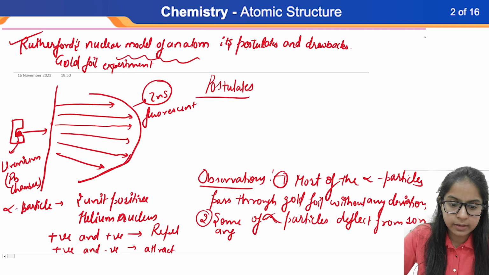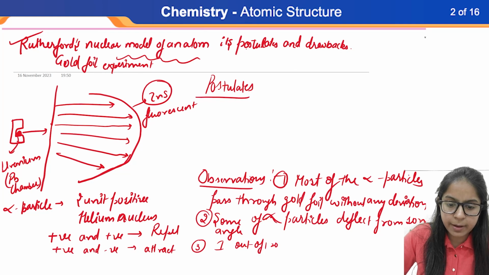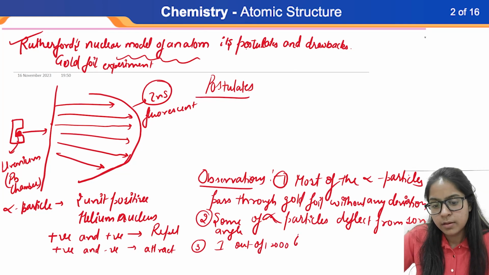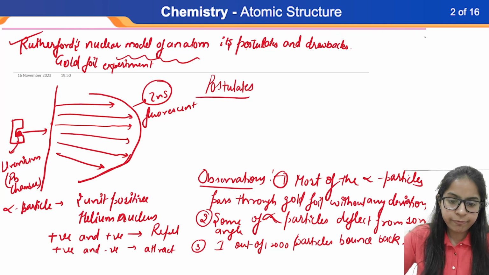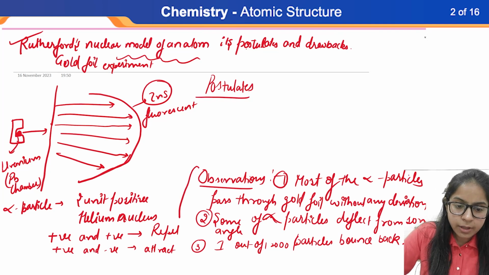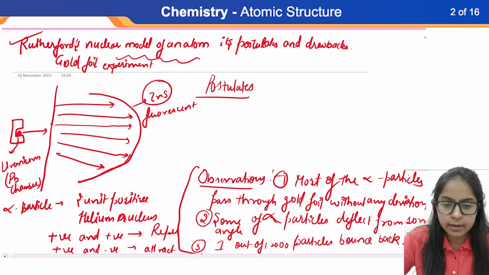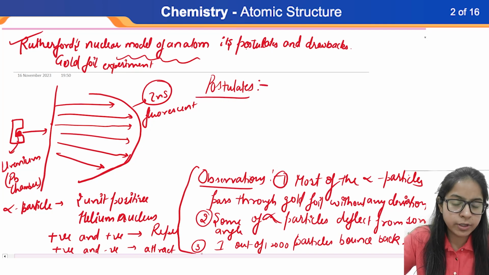Some angle. And 1 out of 12,000 alpha particles bounce back. Now, according to the observation, Rutherford concluded that... what are the postulates of Rutherford?